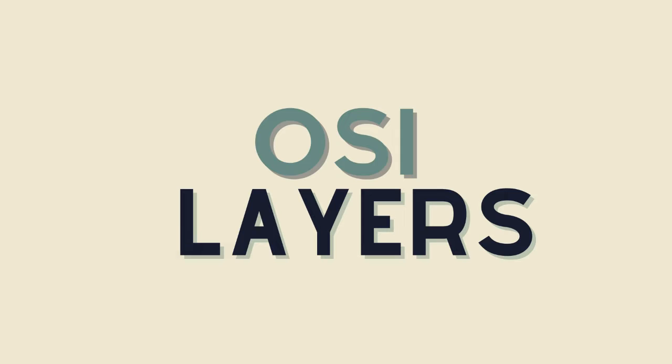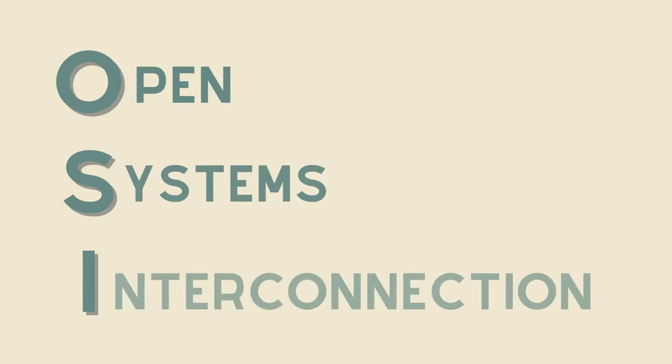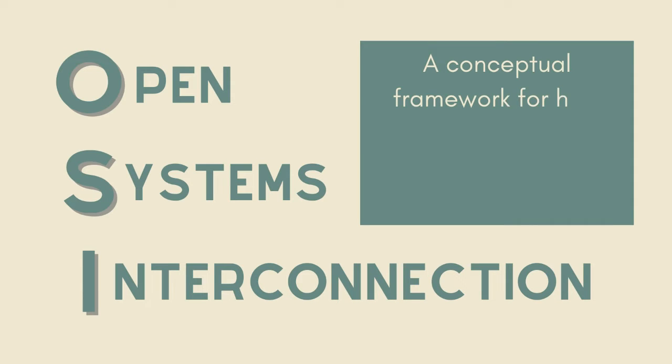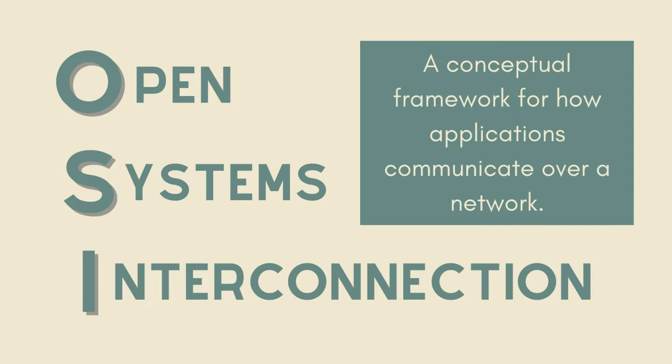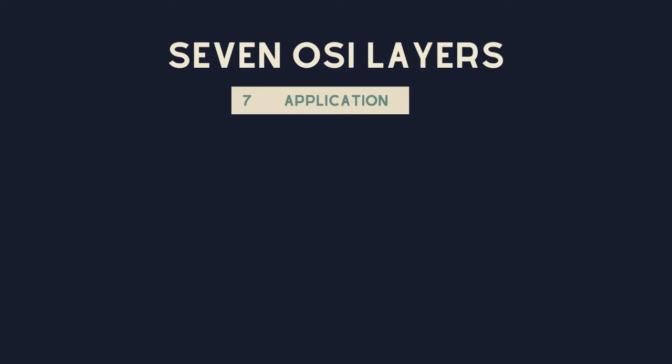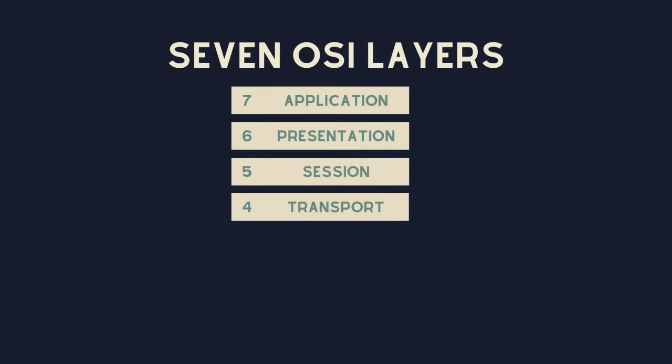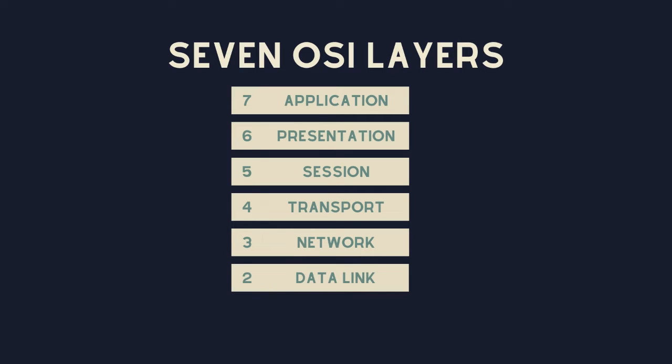OSI Layers. OSI stands for Open Systems Interconnection, a conceptual framework for how applications communicate over a network. These are the 7 OSI layers: the application, presentation, session, transport, network, data link, and physical.